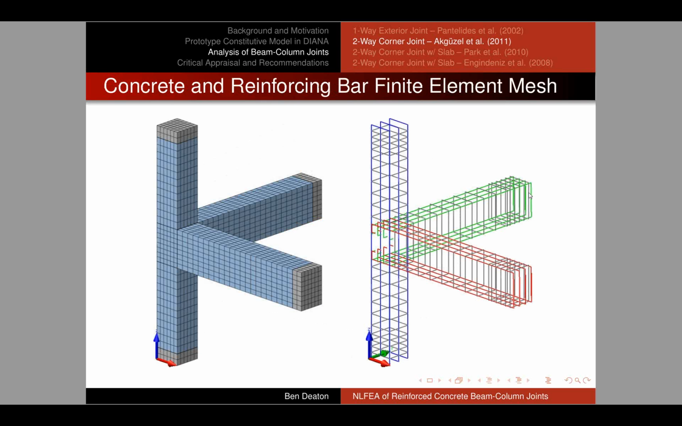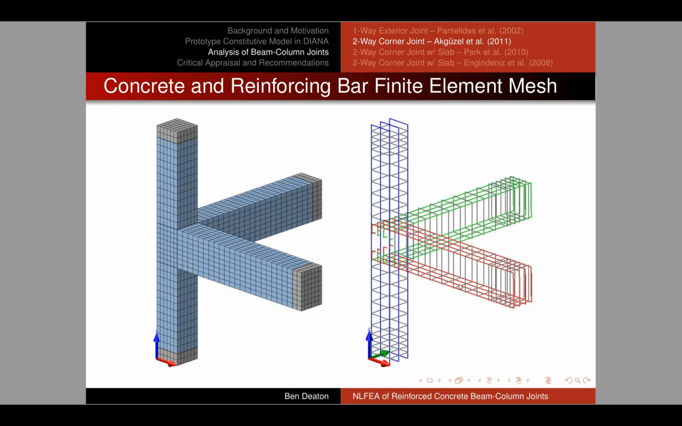Here is the finite element mesh that I used for this case. Again, this was created in FX+. Similar idea as the one before, the nonlinear concrete model applied to the majority of the specimen with stiffer elastic regions near the beam ends and the column ends.